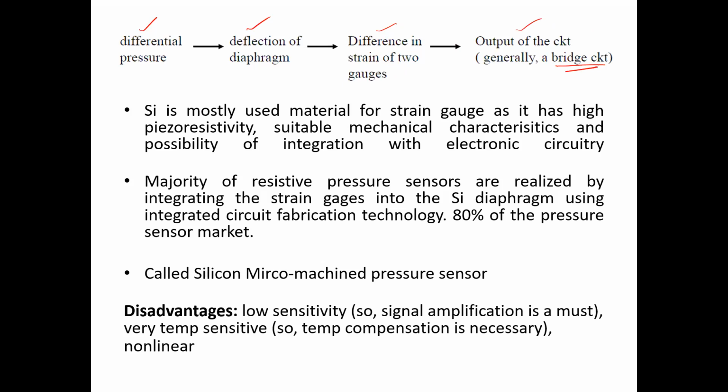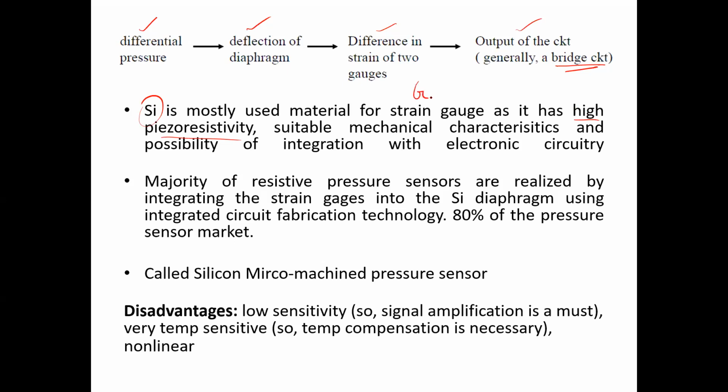Now, in most cases, silicon is used to construct the strain gauge because it has high piezoresistivity. And if some material has high piezoresistivity, then the gauge factor is supposed to increase, and if the gauge factor increases, the sensitivity of that particular strain gauge is supposed to increase as well.